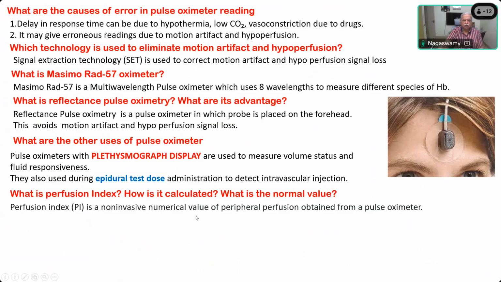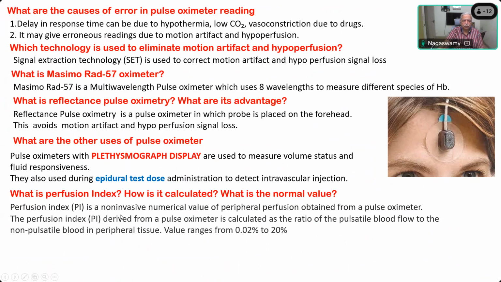It's a non-invasive numerical value of peripheral perfusion obtained from pulse oximeter. That is the definition of perfusion index. The perfusion index is derived from pulse oximeter, which calculates the ratio of pulsatile flow to the non-pulsatile blood in the peripheral tissue. The value ranges from 0.02 to 20%.